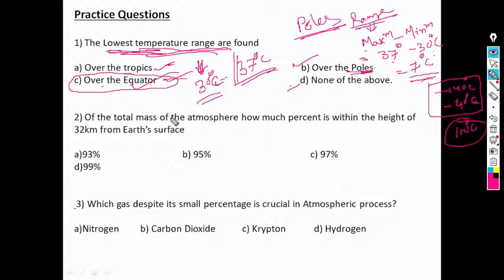Next question: of the total mass of the atmosphere, how much percent is within the height of 32 km from the earth's surface? That is your 99% generally. Of the total mass of the atmosphere, within that height, that is your 99% near the earth's surface generally.